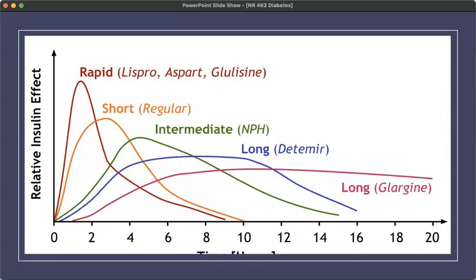Here's a graph that kind of shows the different types of insulin and the coverage they provide over time. So on the x-axis, we have number of hours. On the y-axis is the relative power or effect of the insulin that we give based on coverage. Just to give you an idea of how we provide 24-hour insulin coverage to lower a patient's blood sugars for the course of a whole day.